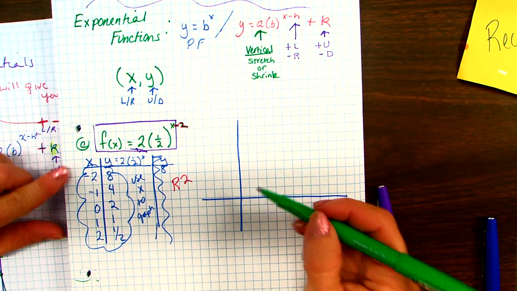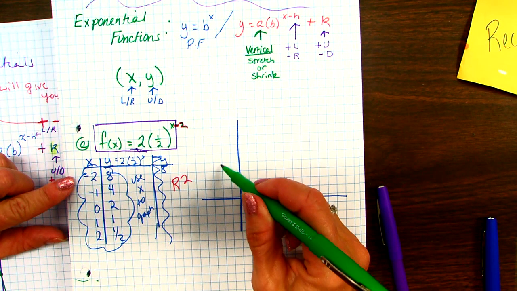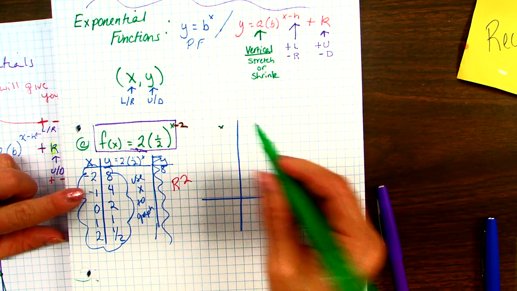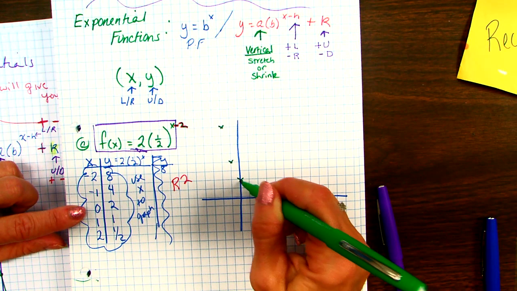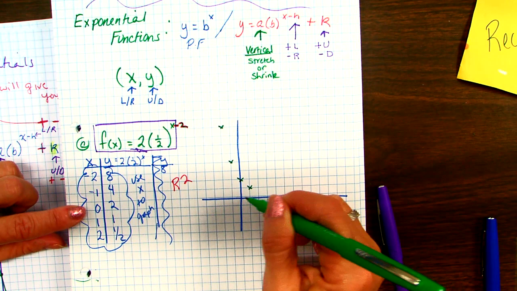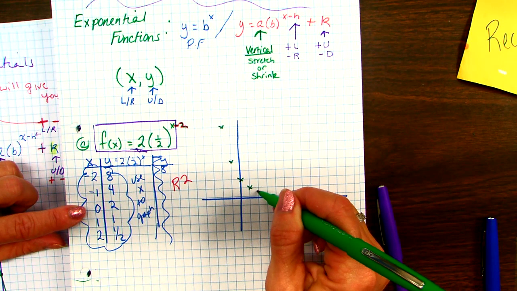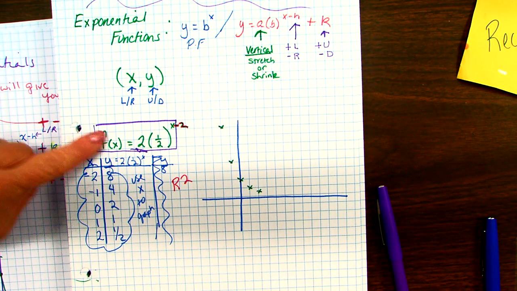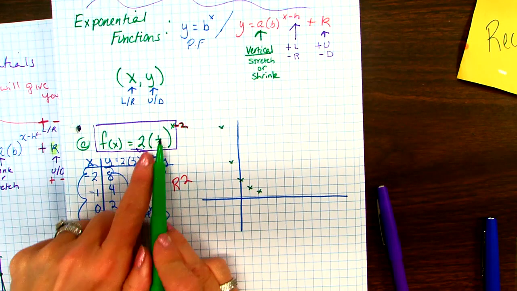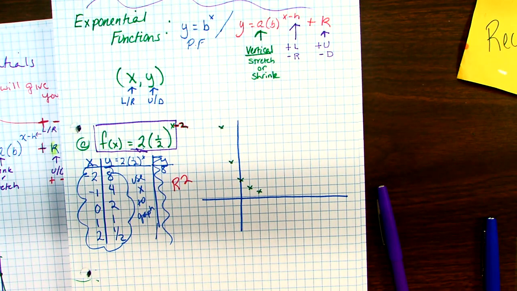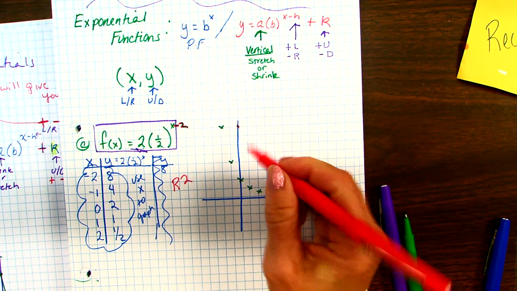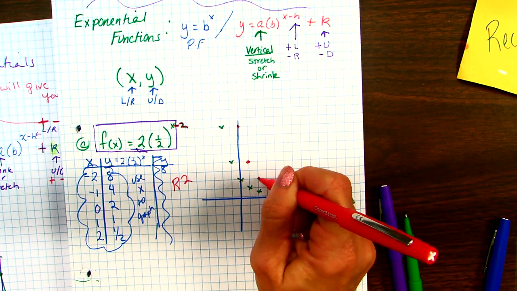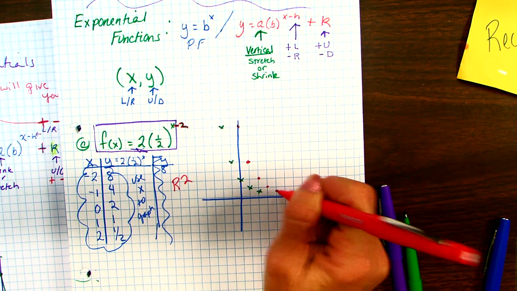Okay, so starting with -2, 8, -1, 4, 0, 2, 1, 1, and 2, 1 half. So those are these points. That gets us 2 times 1 half to the x. Now, we're going to take all those points and go right 2. Like, just count. 1, 2, 1, 2, and so on. Much easier to do with graph paper.